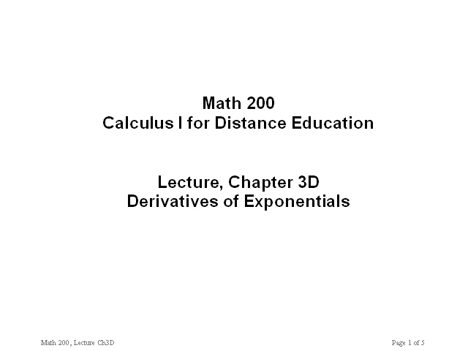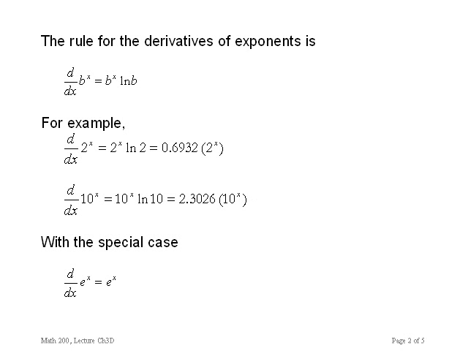This is lecture 3D for Calculus 1 on the derivative of exponentials. The rule for the derivative of exponentials is that the derivative of b to the x equals b to the x itself times the natural log of b.